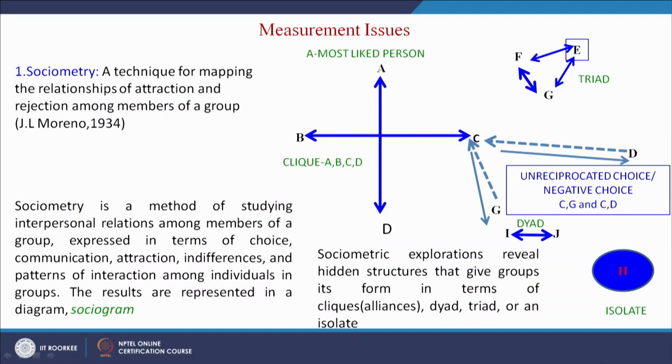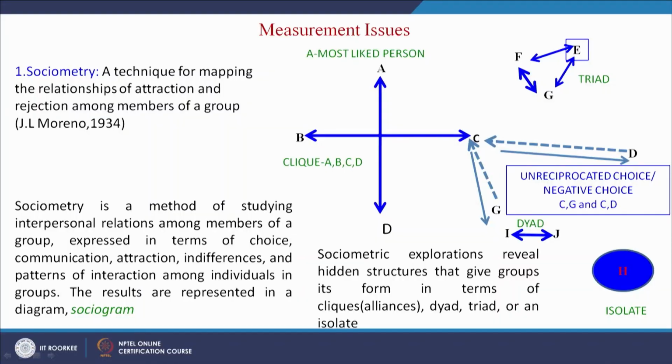So, let us first define what sociometry is when it comes to the measurement issue of social relationships. Sociometry can be defined as a technique for mapping the relationship of attraction and rejection among members of a group. A likes B, B likes C, but C does not like B or A. A, B and C can form one subgroup within the group itself. Maybe A and H are more attracted to each other. Now, all these kinds of relationships do exist in the group itself, but how to map them?